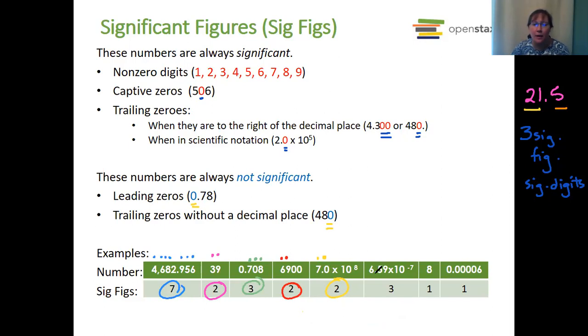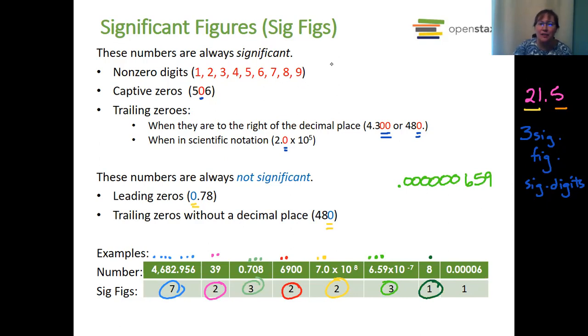Okay, now let's look at another one. Here we have 6.59 times 10 to the negative 7th. Just as a review, this would be 0.1, 2, 3, 4, 5, 6, 7. This number that I've drawn is the same as 6.59 times 10 to the negative 7th, and it has 1, 2, 3 significant digits. Here we have 8, which is one significant digit.